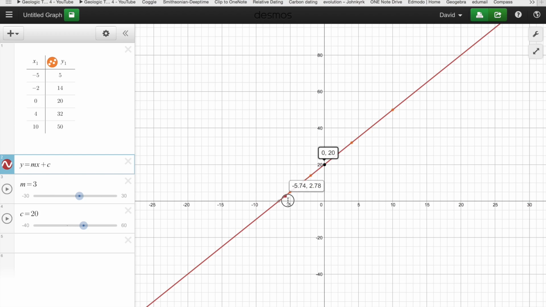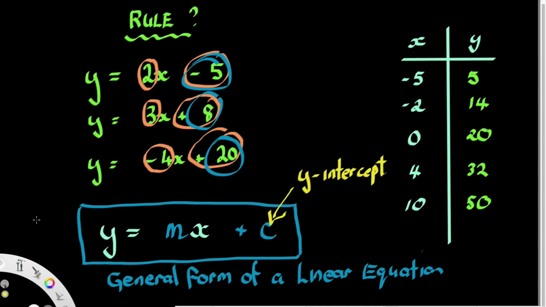So, guess what? We have now discovered the linear rule which governs all of these points, and all of these points that we didn't plot. We've found the linear rule that's governing all of those. And the linear rule is y equals 3x plus 20. So there's the rule.